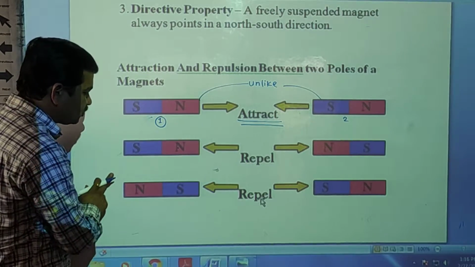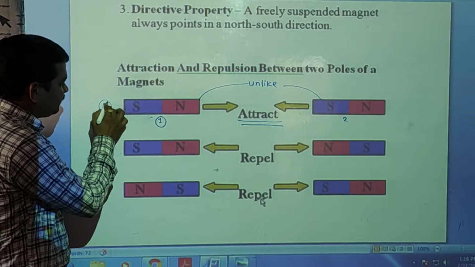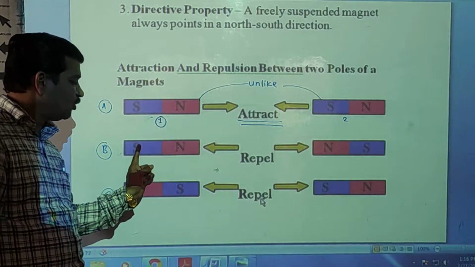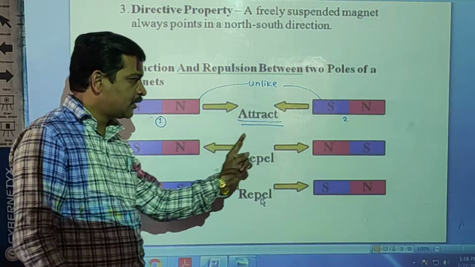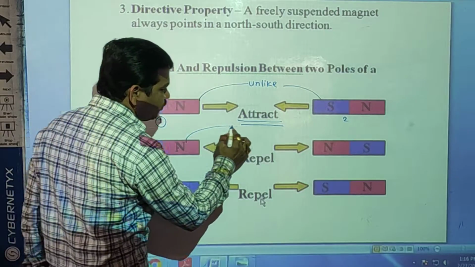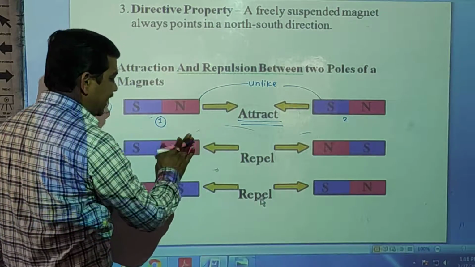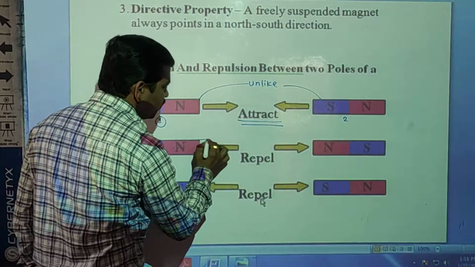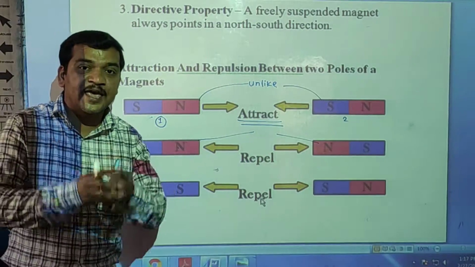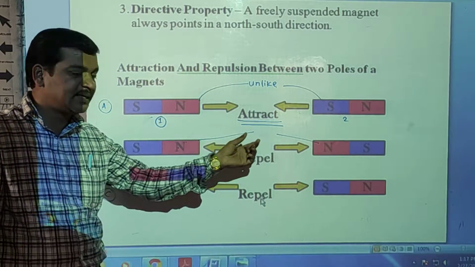Now the second one, students, this is the figure of the second magnet. Now this is figure A, this is figure B, and this is figure C. Now in figure B you see the south pole is here, the north pole is here. Now here the north pole and here the south pole. Now are these two poles same or different, like or unlike? Yes, these two poles are same. Same means they are like poles.